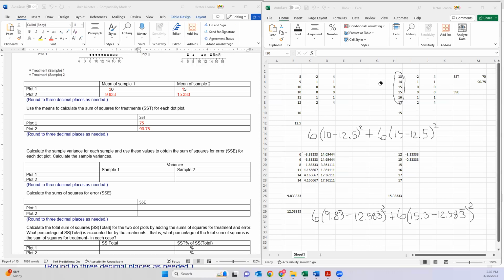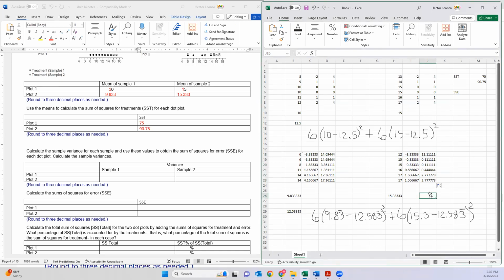Let me take these things up here. Then I have to go 15 minus the average. 16 minus the average. Equals 17 minus the average, and then equals 17 minus the average. And then from here, I'm going to say this number to the second power. Cool thing is that I can add them all.